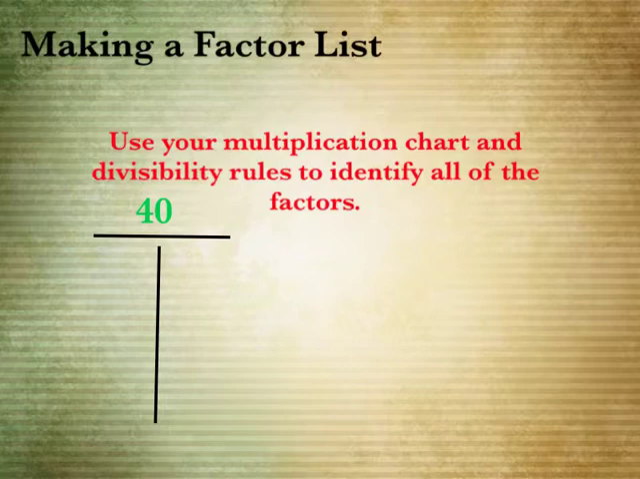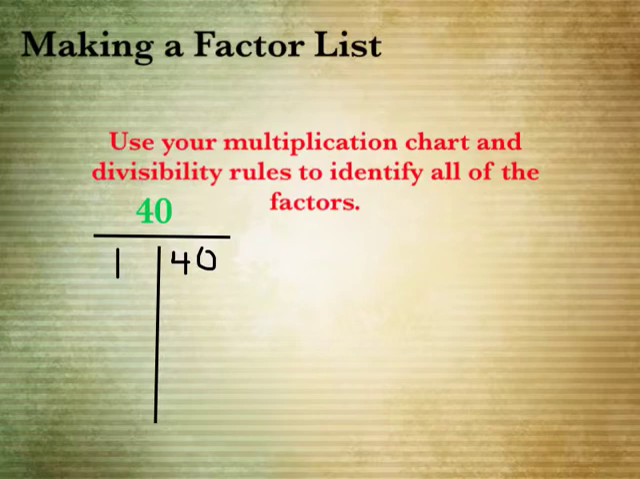all of the factors. In our example problem, we are going to look at the number 40, and you're going to have to imagine me using my divisibility rules and my multiplication chart. The first one that we always start with is 1 and 40. I always like to write the smaller number on the left because it helps me go least to greatest.